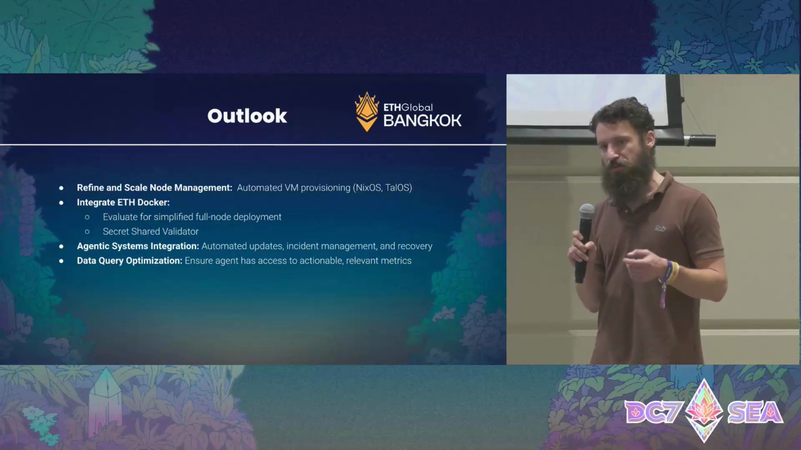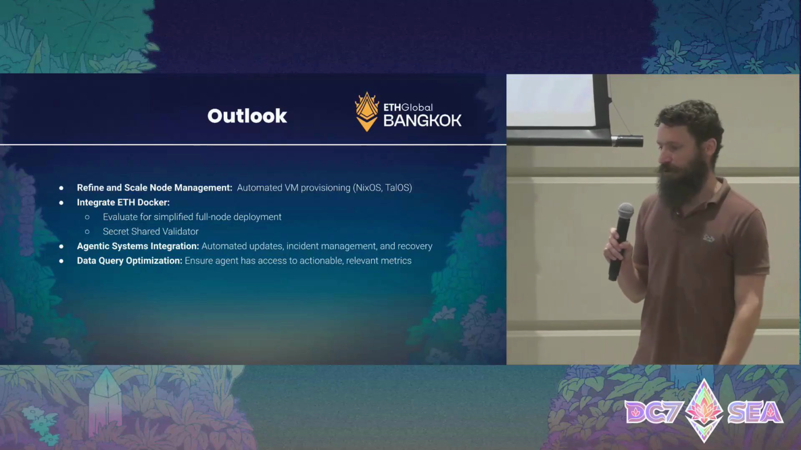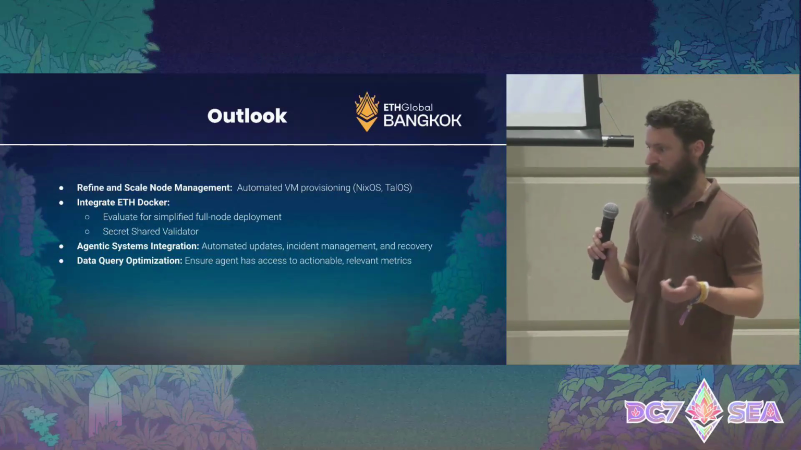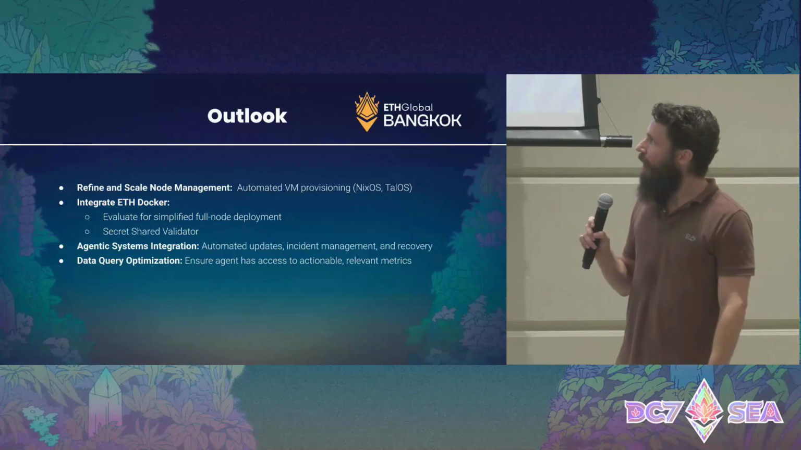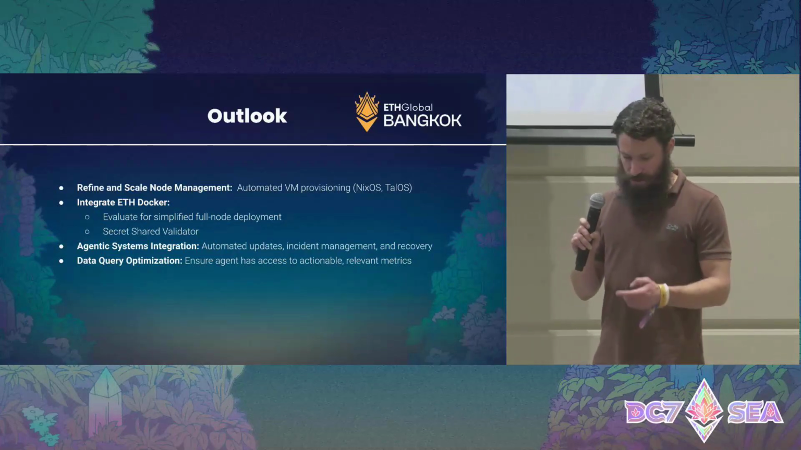would be to integrate those metrics so that the agent can proactively take the necessary measures. For example, manage your node. If you see that your peers are getting too low, maybe you need to do something to fix that. Yeah, that is all I have for you.